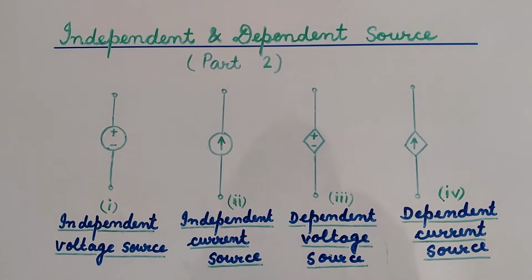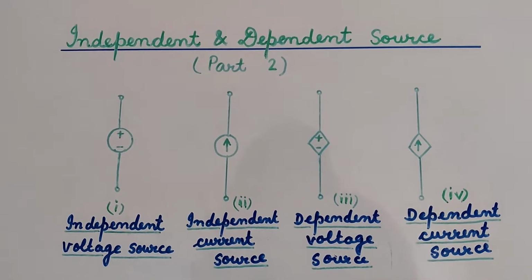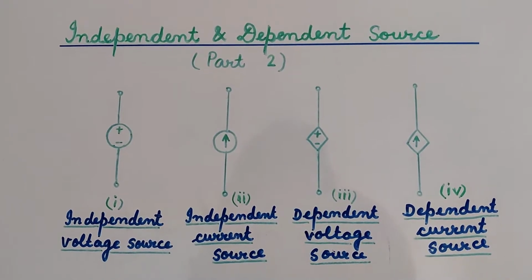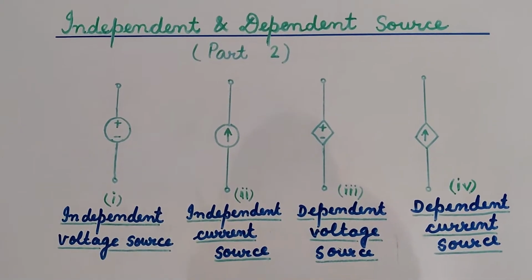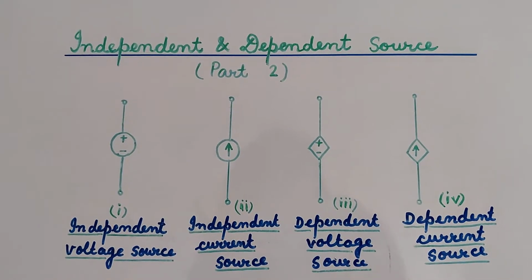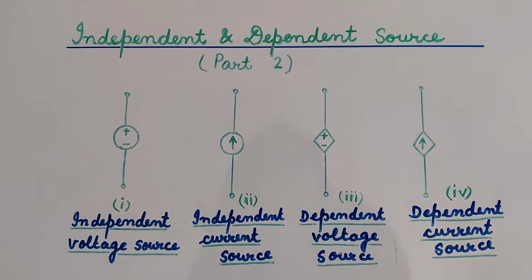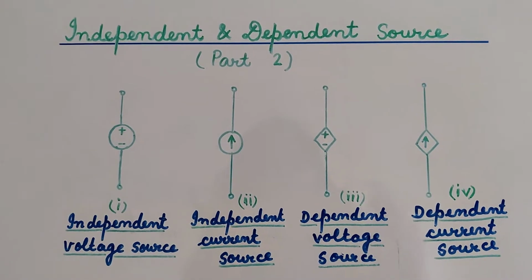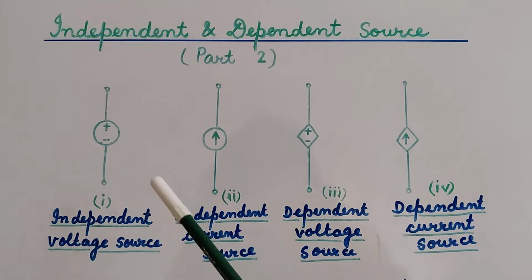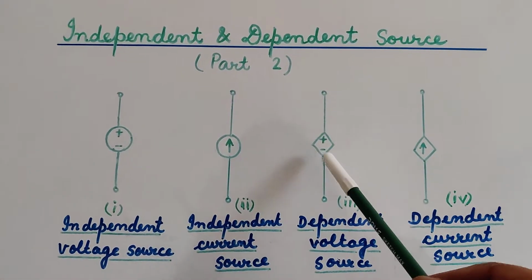So, if we have a voltage source whose value is 12 volts, then its value will remain 12 volts for all values of time. Similarly, a dependent source is a source whose value of the voltage or current will depend on the value of the voltage or current in some other parts of the circuit element. Now we also discussed that the independent sources are represented by a circle symbol and the dependent sources are represented by this diamond symbol.